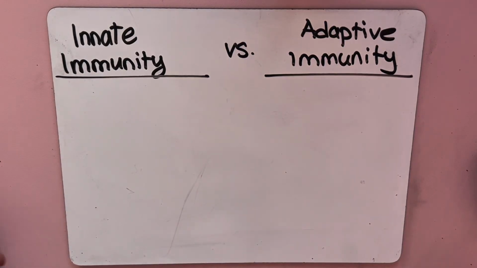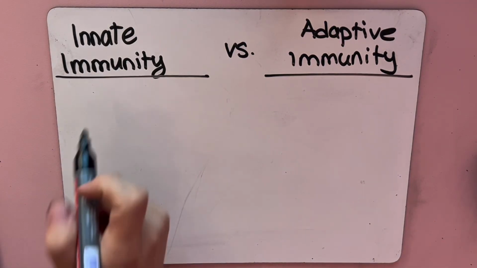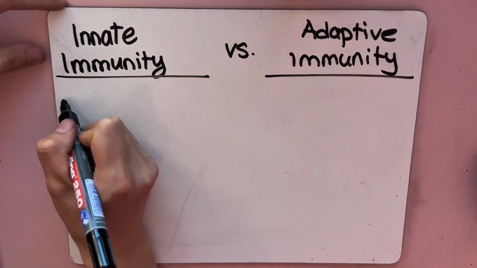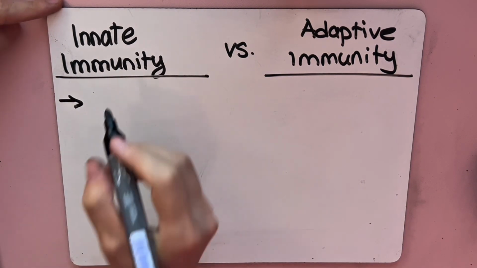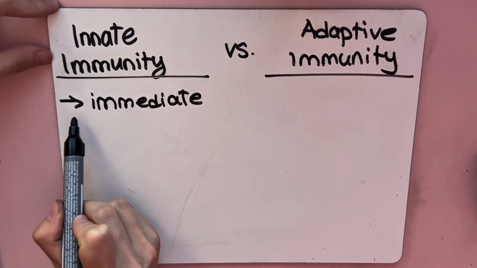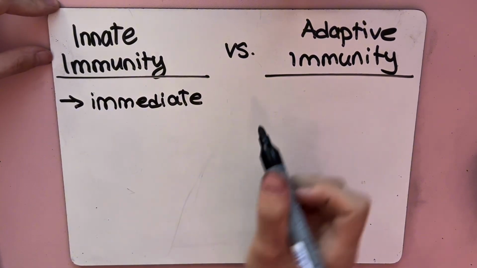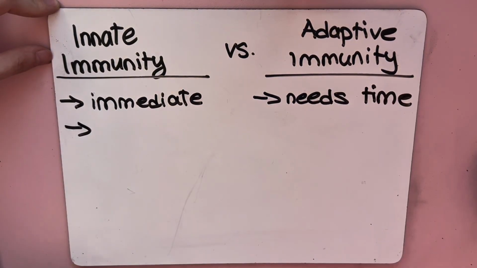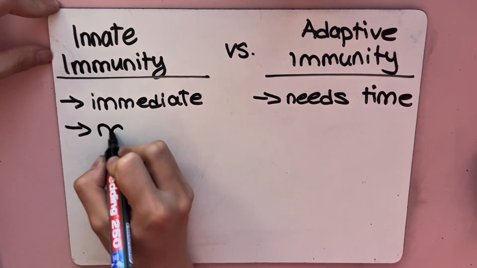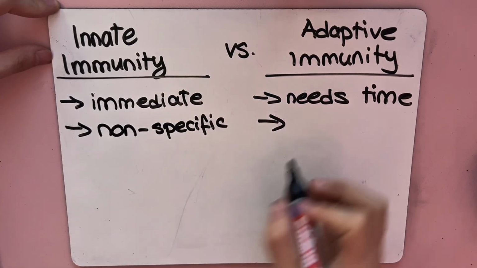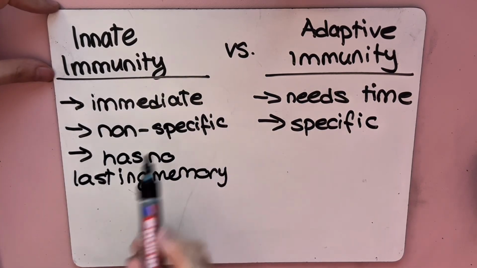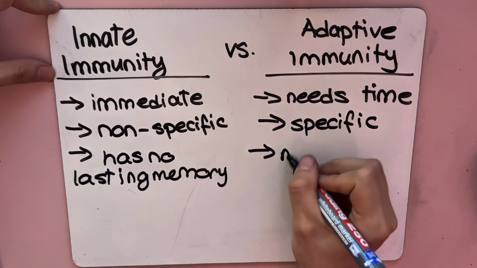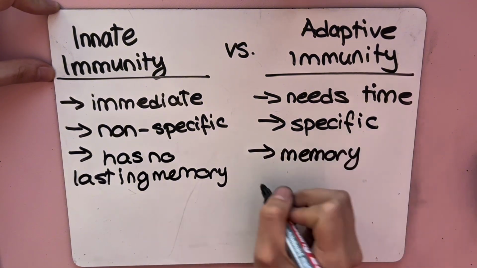So lastly, I'd like to talk about innate immunity versus adaptive immunity. First of all, I'd like to point out the speed of response. Innate immunity responds immediately, versus adaptive immunity, which needs its time. Innate immunity is non-specific, whereas adaptive immunity is specific. Innate immunity has no lasting memory, versus adaptive immunity, where memory cells can form.